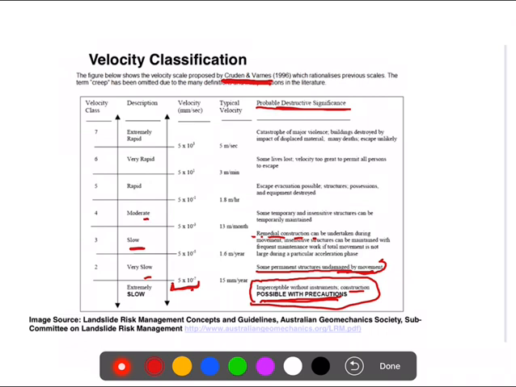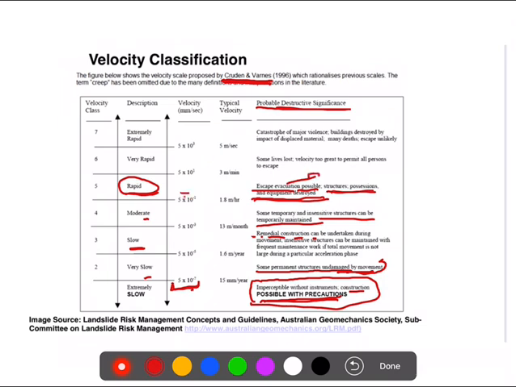Then you come to moderate: temporary and incidental structures can be maintained. And rapid: escape and evacuation are possible. If there is a landslide, you can evacuate. A landslide is a sudden movement, so sometimes people may not be able to evacuate from their house. But if the movement is rapid, then you can at least evacuate.